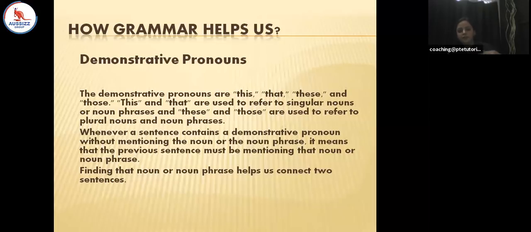For example, if I take one thing, some of the factors are this. In the next line, these factors. These factors means it is demonstrating some of the factors. So in this way, we can again have a connection between the lines.